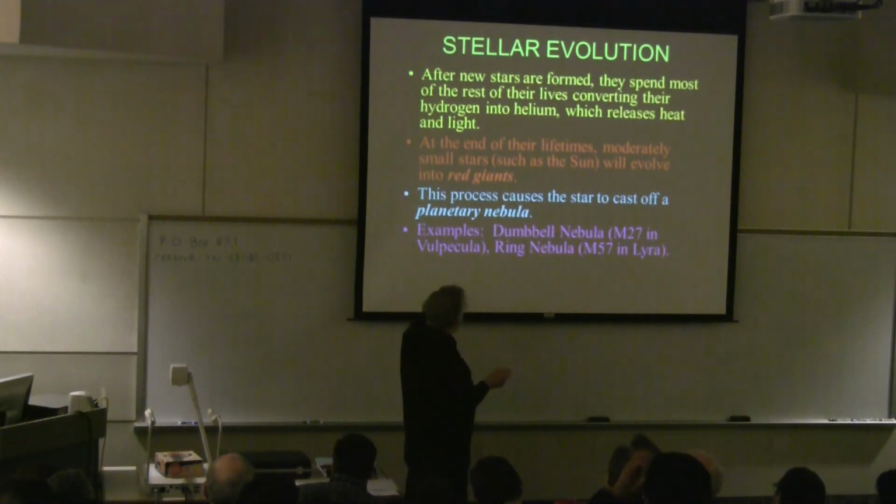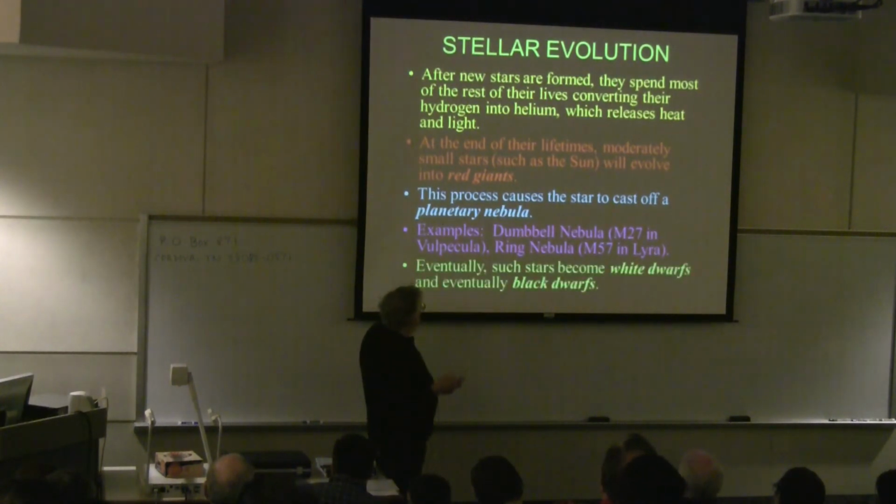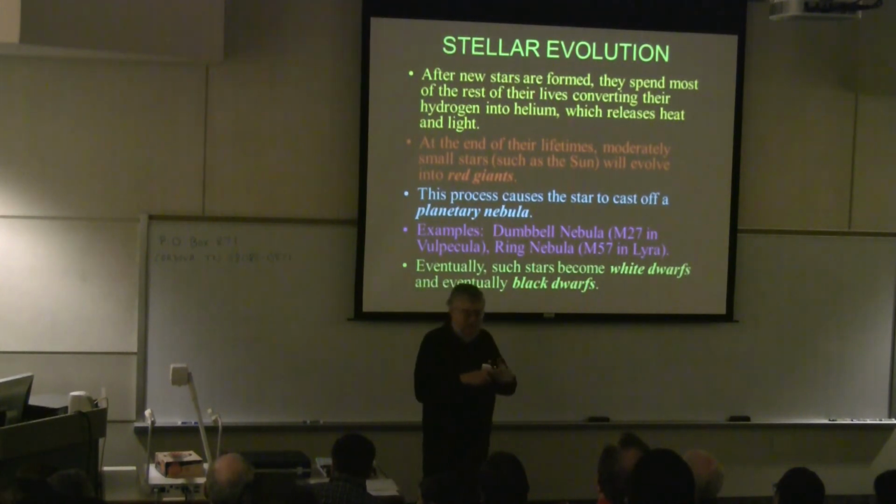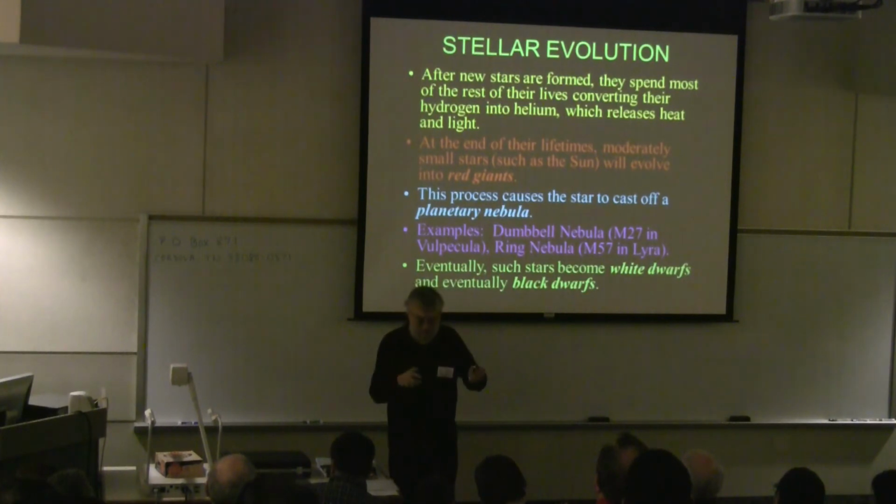Here's some examples of those. The star that did it all usually stays there right in the middle and becomes a white dwarf star, you know, shrinks down to maybe the size of the Earth or maybe slightly larger.